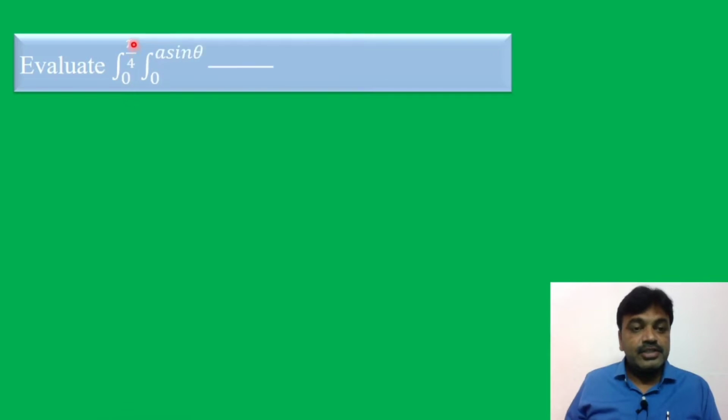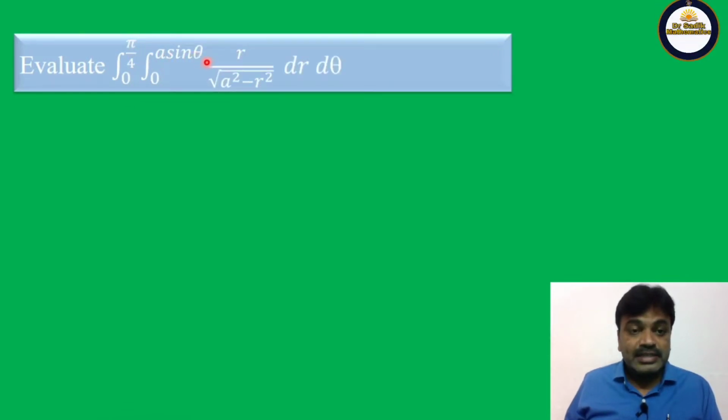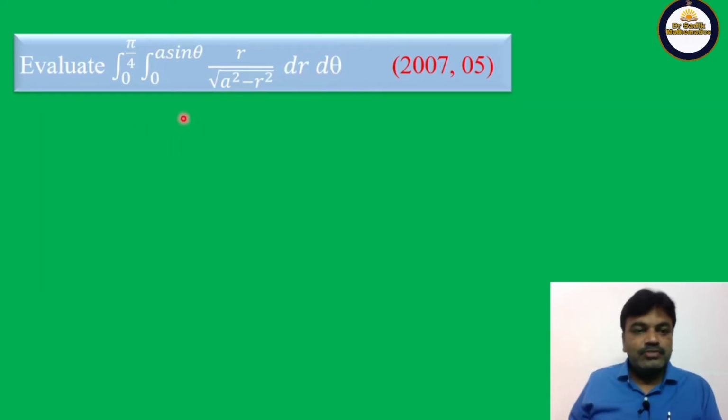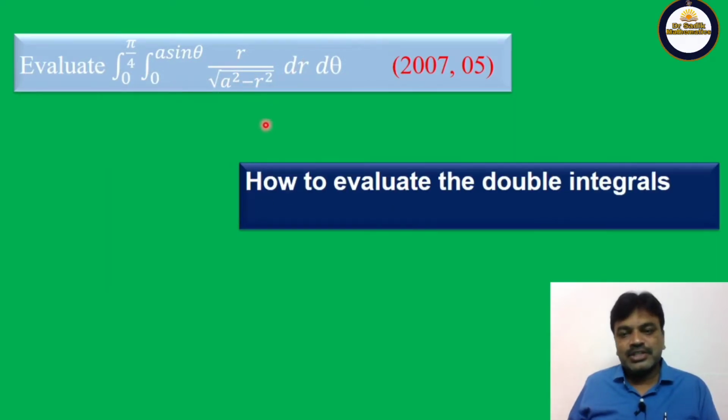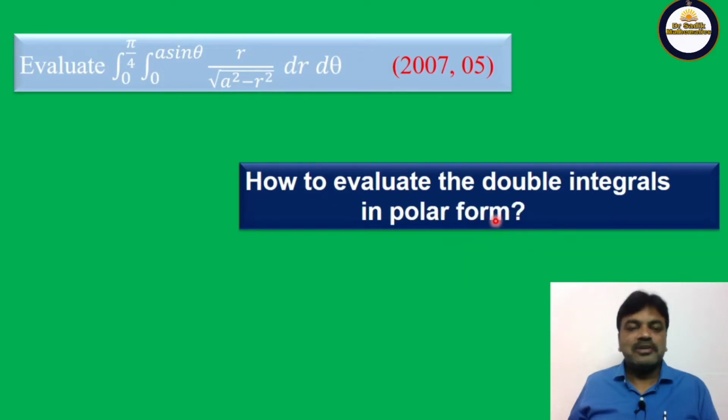Evaluate the integral from 0 to pi by 4, integral from 0 to a sin theta, r by square root of a square minus r square dr d theta. If you observe the function here, friends, we get r and theta. So how do we evaluate this double integration in polar form?